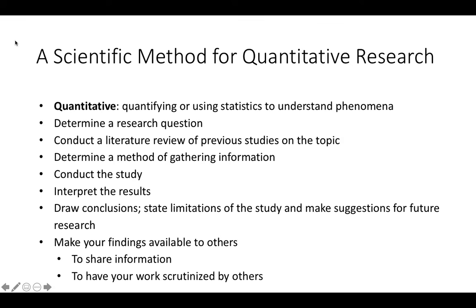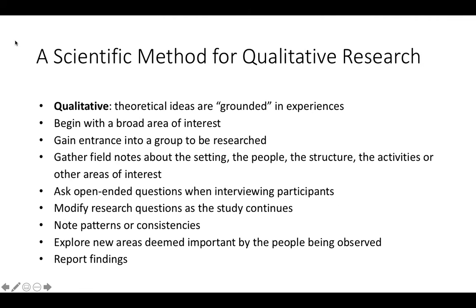So we will usually submit this to peer review so other scientists can sign off on our work and consider it science. Then you've got qualitative research, which as a rule of thumb, refers to people's lived experiences. It's less about the numbers, and the theoretical ideas are grounded in experiences. It begins with a broad area of interest. You gain interest in a group to be researched.